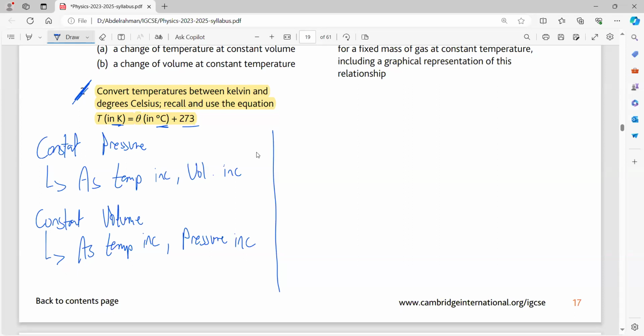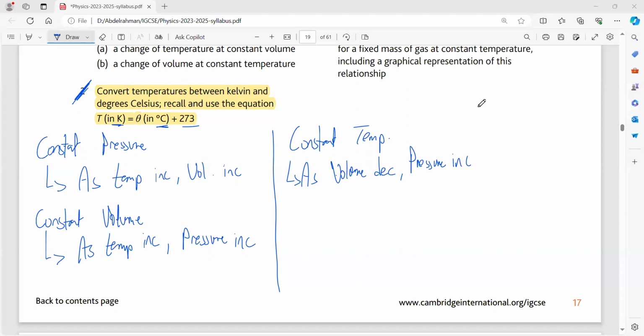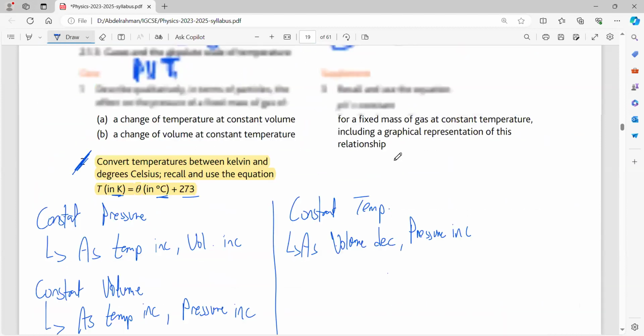And finally, when we talked about constant temperature, the volume and the pressure will change together. As the volume decreases, what happens to the pressure? The pressure increases. If you have a balloon and you decrease its volume, if you compress this balloon, what will happen? The pressure will increase definitely. Okay, good. Constant pressure, constant volume, and constant temperature. This was PVT.